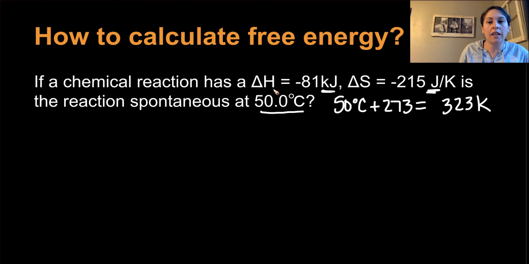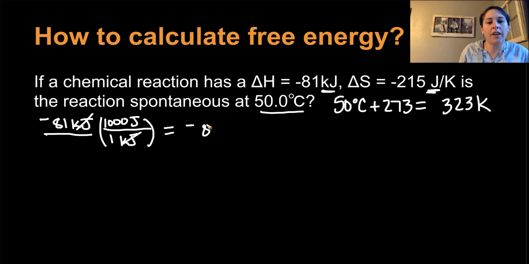So let's take that negative 81 kilojoules and make that into joules. So I know for every 1 kilojoule, there are 1,000 joules. And so kilojoules cancels, and that gives us a negative 81,000 joules. Okay, so now I have values that I can plug in.